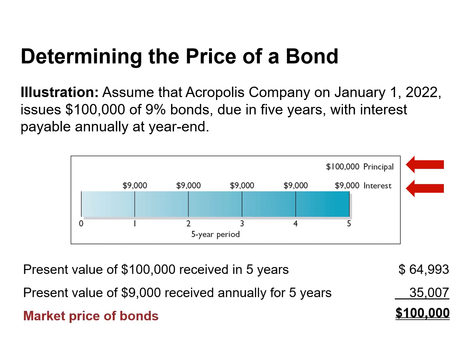The current market price of a bond is equal to the present value of all the future cash payments. The present value of receiving $100,000 in 5 years is $64,993. And the present value of receiving $9,000 for the next 5 years is $35,007. The price of this bond is $100,000.